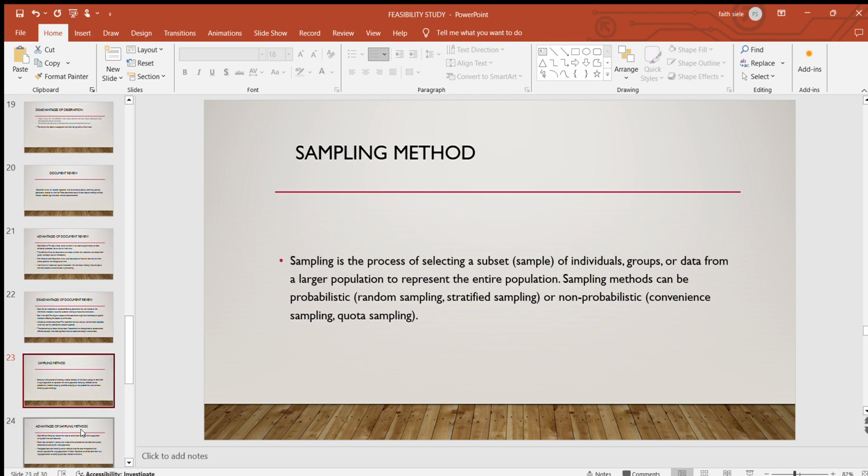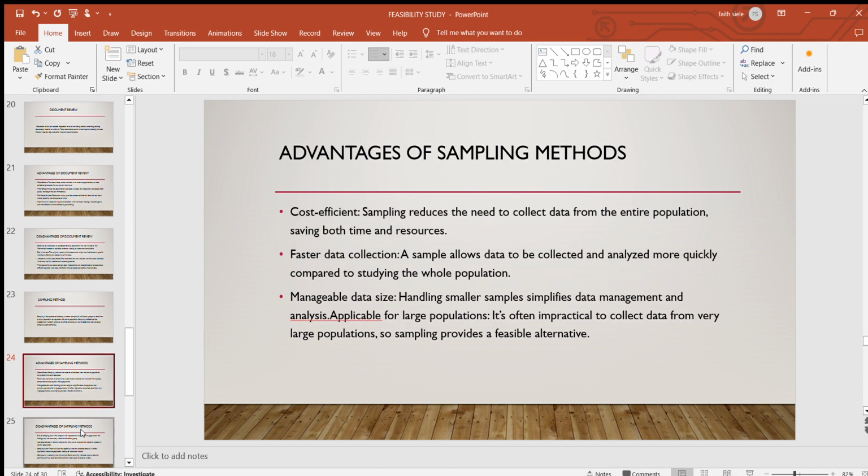Another data collection method we have is the sampling method. Sampling is the process of selecting a subset of individuals, groups, or data from a larger population to represent the entire population. This method can be probabilistic, that is random sampling or stratified sampling, or non-probabilistic, that is convenience sampling or quota sampling. So that is all about the sampling method.